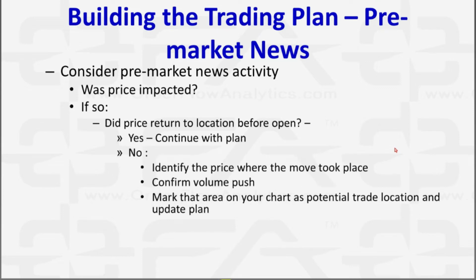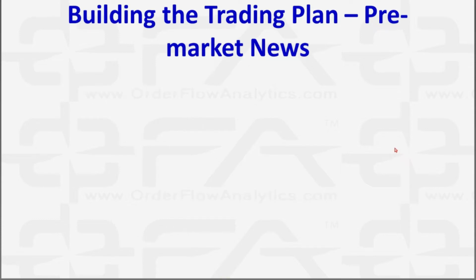If not, price didn't return, it's in a new area, we can see volume growing, then we identify the price where the move took place, we confirm that volume push and ongoing support, let's say it went higher, ongoing support by buyers, we mark that area on your chart as a potential trade location and you update your plan to say at the open, if price comes down to this point where in the pre-market we can see buyers holding after this move high, and if the print tells me, I may have a trade there long. If price wasn't impacted at all on the news, you just continue with the plan.